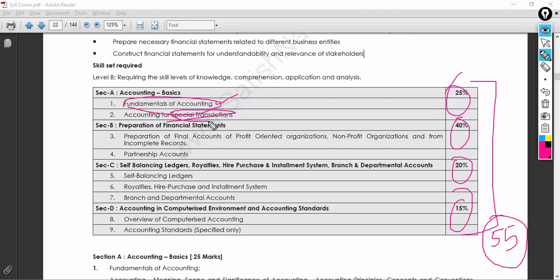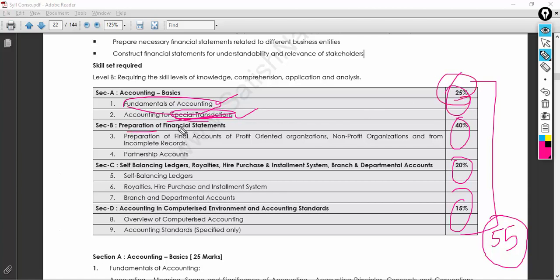In case you have not studied it, you just need to do a revision, because a few of the topics in the special transactions are already there in the graduation level. Some people will have studied them, some people won't, but in case you have not studied them, you can take some time to revise to get this 25% of marks.